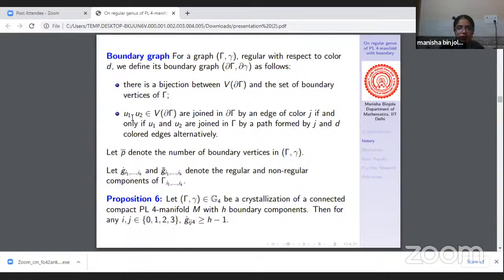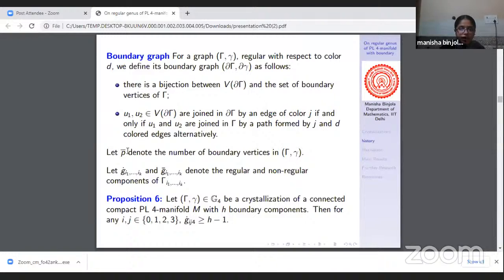And then the second thing: U1 and U2 will be joined by a J colored edge in del gamma if the same vertices U1 and U2 in gamma are joined by alternate J and D colored edges. And we get a boundary graph.